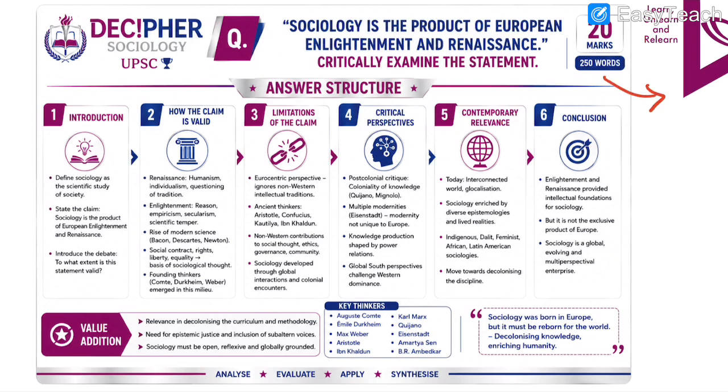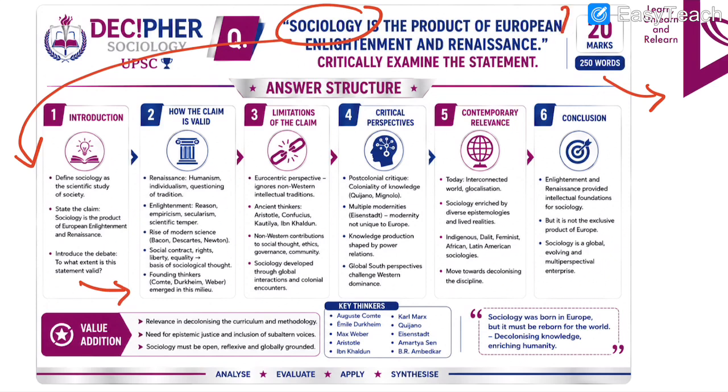Now, here first of all you need to identify the main concept around which this question revolves. So, here the question revolves around sociology. It is about sociology. So, you will give a short background of sociology, what is sociology, and you can also give a small background about the emergence.